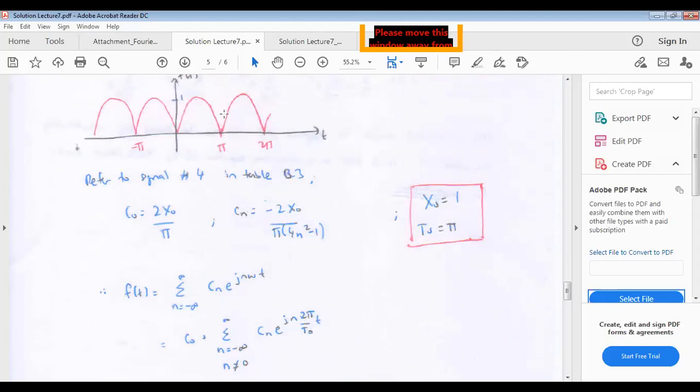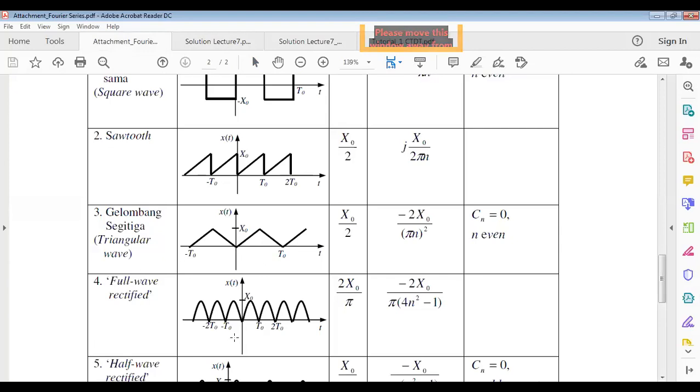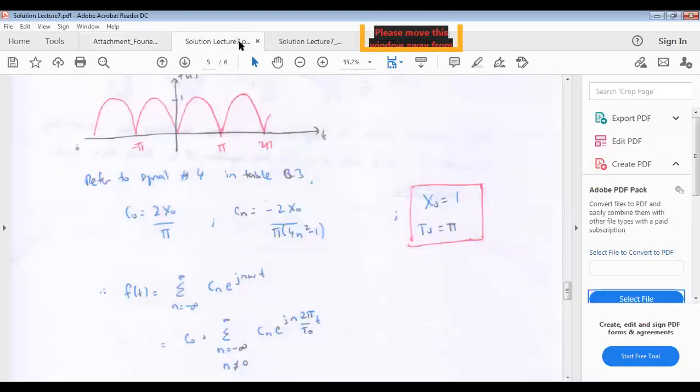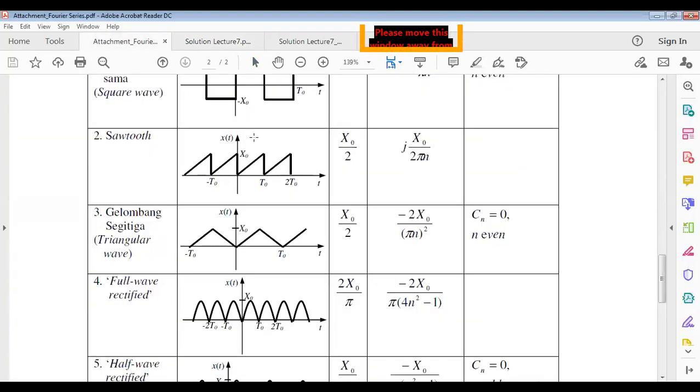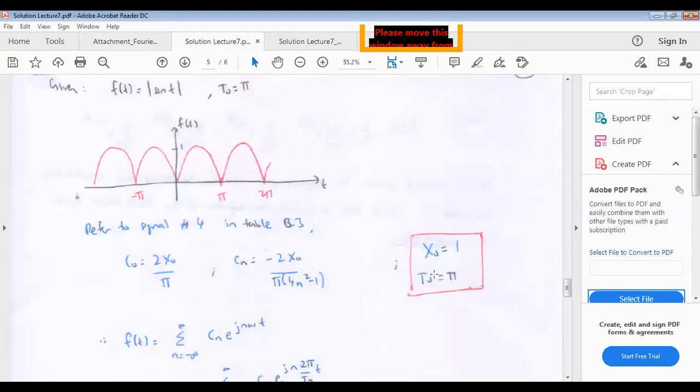Okay, we compare this diagram given from the question with this attachment here, number 4, where the peak is given to be x naught. The peak is fixed, so x naught is the peak. So we compare this diagram with table B3. Basically your x naught, which is the amplitude, shall be equal to 1, and the t naught here shall be equal to pi.